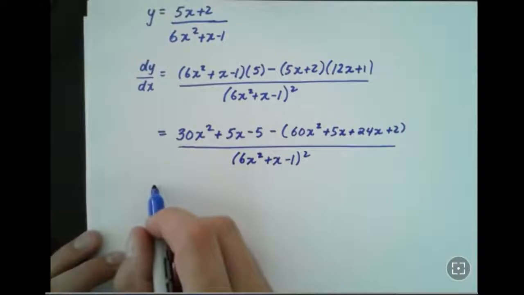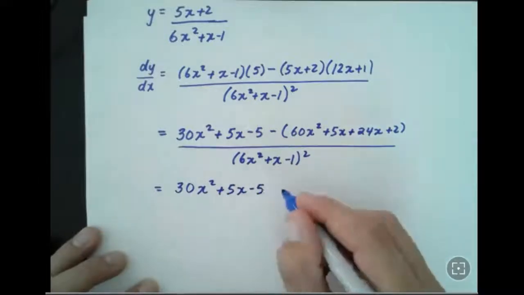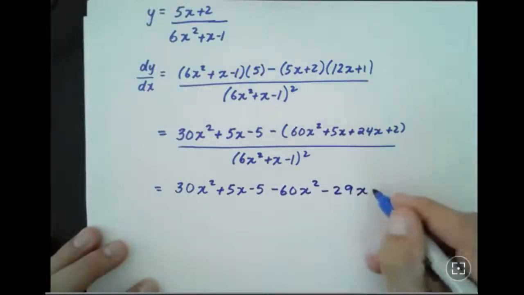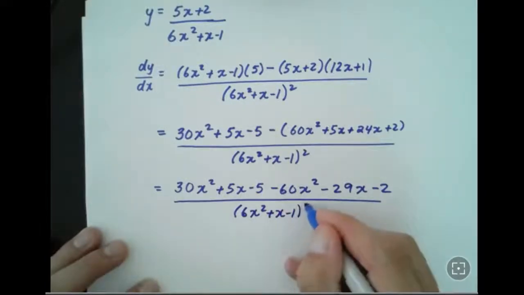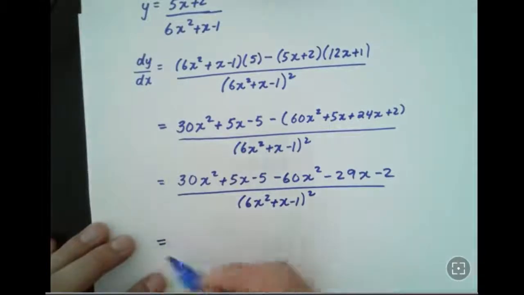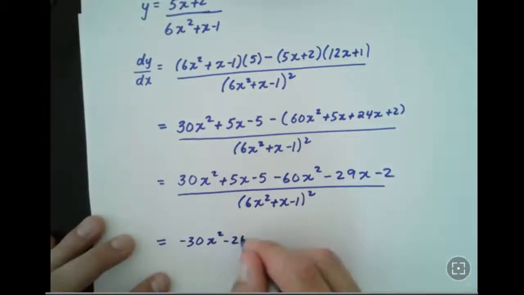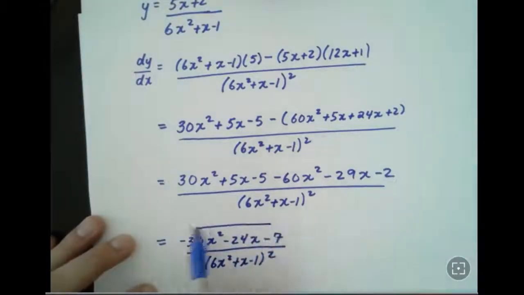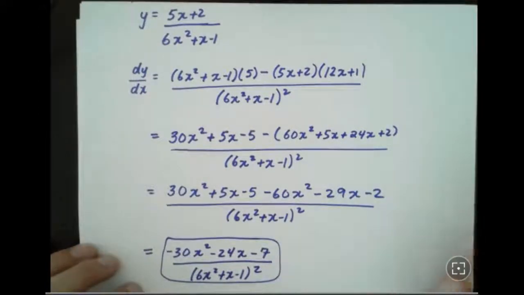So now some more algebra. Now distribute the negative, so you get 30x squared plus 5x minus 5 minus 60x squared minus 29x minus 2, all over that same g. We're not going to do anything with that denominator at this time. Okay, combining like terms will finally leave you with all three terms being negative. I get negative 30x squared minus 24x minus 7 all over that denominator. Okay, so that's a pretty long problem, but depending on how much do I have to simplify? Well, if you got a single term here, you probably can do it, but there's our finished problem. There's our derivative. So a lot of work for the quotient rule.